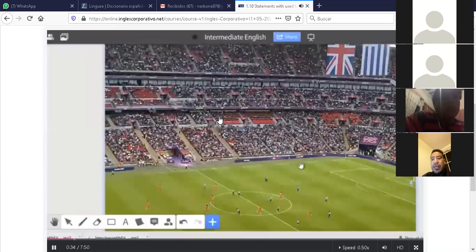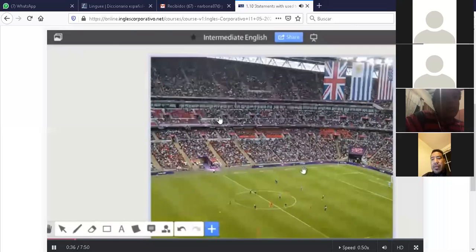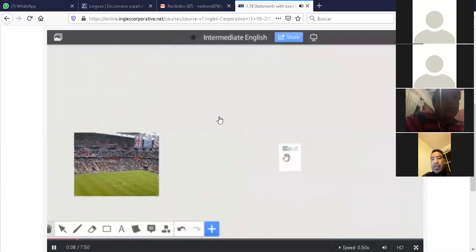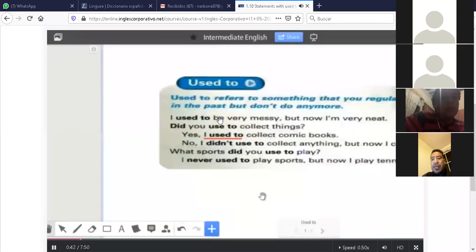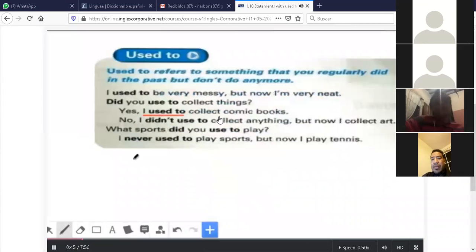Let me get started by presenting some structure. As I mentioned, what we're going to do is try to become familiar with the usage of used to. And in this class, we're going to become familiar with making positive statements and negative statements using used to. So here are a couple of examples that we want to learn.